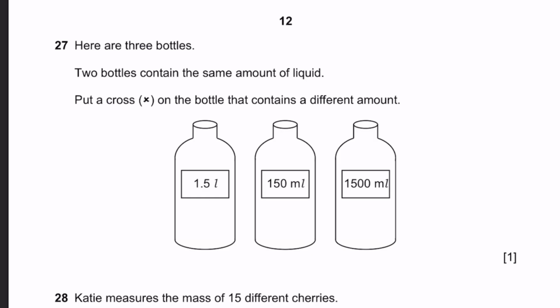Question 27. Here are 3 bottles. 2 of them contain the same amount of liquid. Put a cross on the bottle that contains a different amount. 1.5 liters can be written as 1500 milliliters. And there's another 1500 milliliters over here. So these two have the same value. The bottle which has a different amount is the second one, the middle one, which I put a cross on.